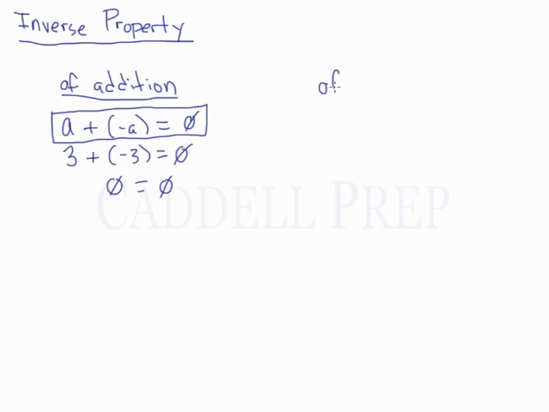Okay, let's look at the inverse property of multiplication. So we have the variable a, and we multiply it by 1 over a, we get 1. So it's multiplication. The inverse of multiplication is division.